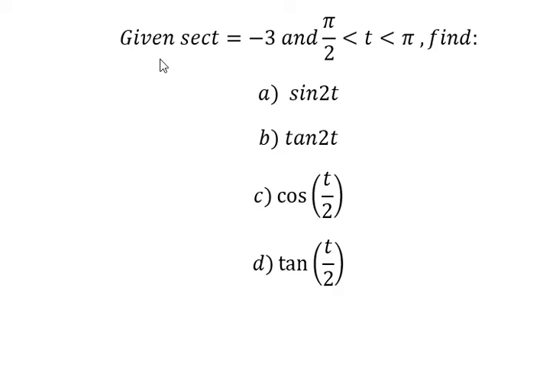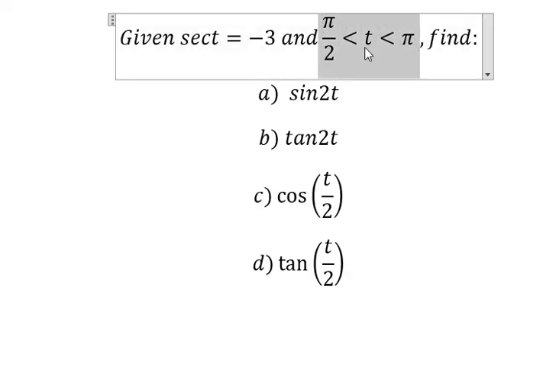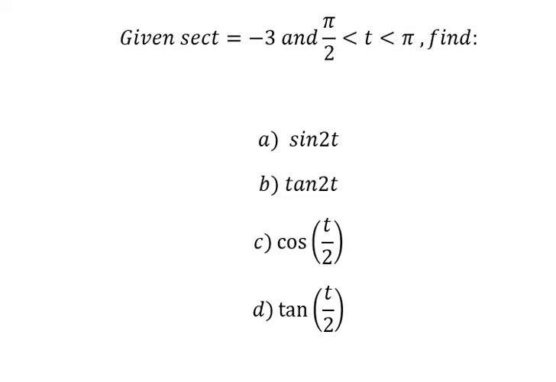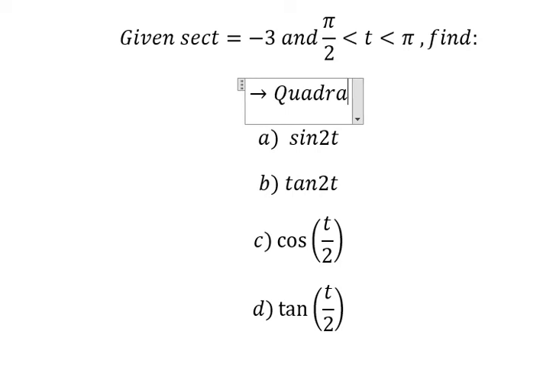The topic today is we need to find the result of sine 2t, tan 2t, cosine t over 2, tan of t over 2. So now I will show you how to answer. We see that t is between π over 2 and π. So we know that this is about quadrant number 2.